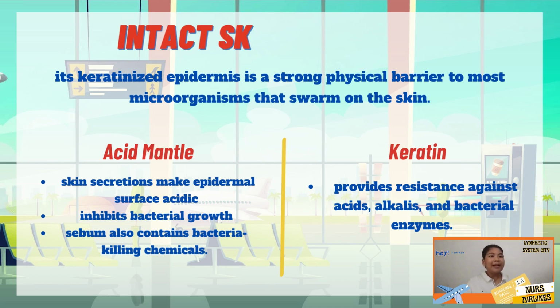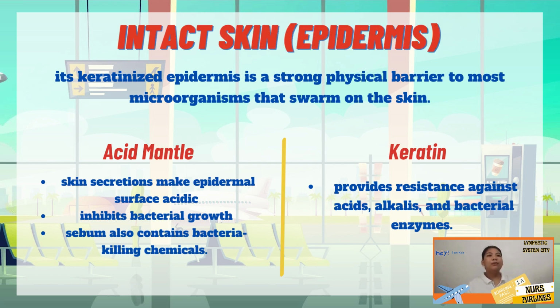It's composed of the intact skin, or epidermis, which acts by physically blocking most microorganisms that swarm the skin using the keratinized epidermis. There are also skin secretions produced by the acid mantle, which makes the skin surface acidic to stop bacterial growth. It also secretes sebum, which contains bacteria-killing chemicals. Keratin is also present within the intact skin. Its role is to give resistance against acids, alkalis, and bacterial enzymes.